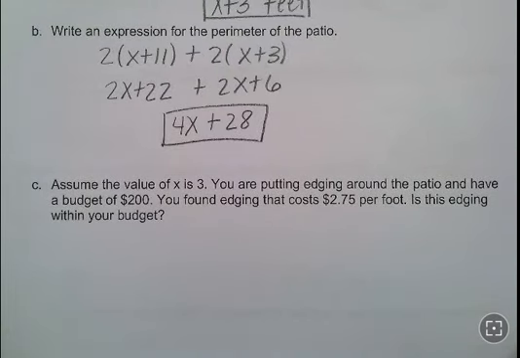Now for the bottom, assume that the value of x is 3. You're putting edging around the patio and have a budget of $200. You found that edging costs $2.75 per foot. Is the edging within your budget?